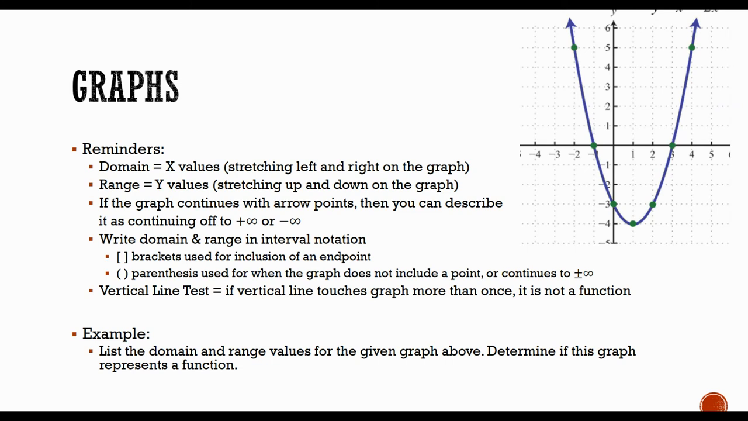When they want us to write domain and range for graphs, we're going to put this in interval notation. We're no longer going to just list out the values like we did with ordered pairs, because there's all those decimal pieces in between. So if we include a spot and we go to a number and we include it, make sure you're using brackets. And if it's ever a spot that's not included, so you might see an open circle, or if it continues on to one of our infinities, we'll use parentheses for that interval notation.